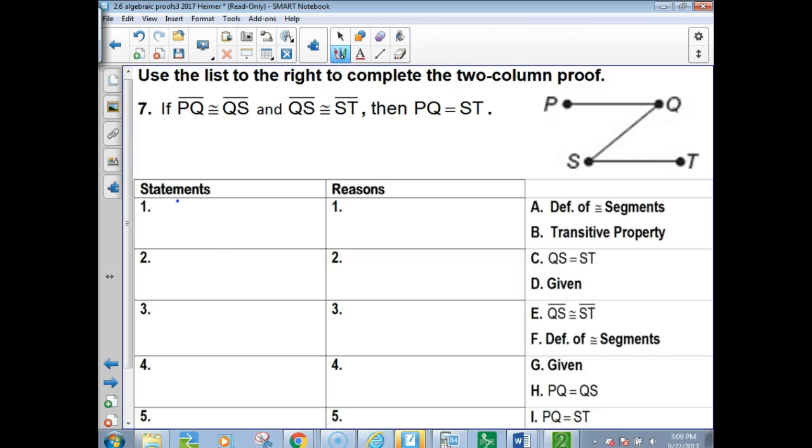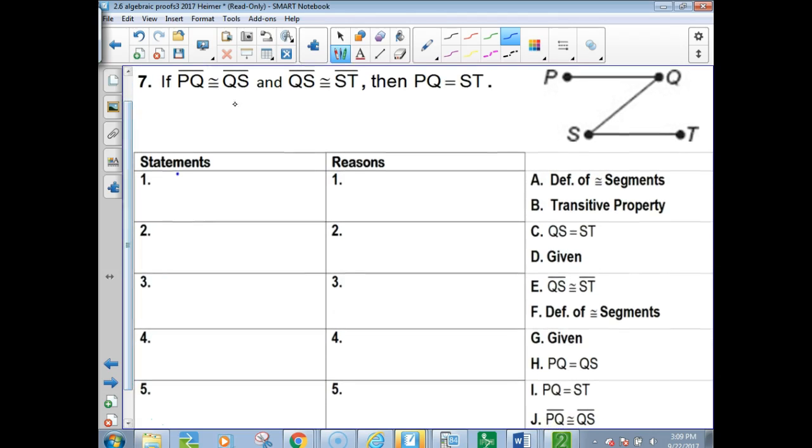So what would be the first thing we would want to write down based on what I've said so far? Yeah, what's right here, this one. Is there something over here that matches that? Segment PQ is congruent to segment QS is J. I'm still going to write it out. Segment PQ is congruent to segment QS, and that's choice J. And that was one that was given. So I'm going to go ahead and cross out D, the given.